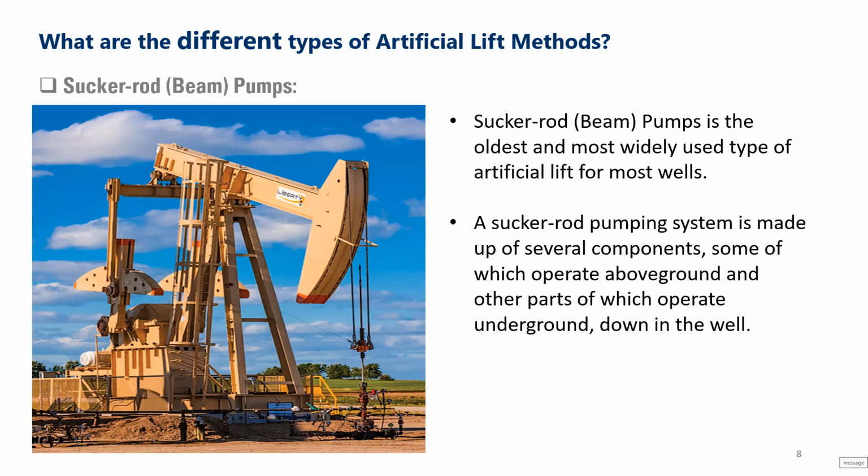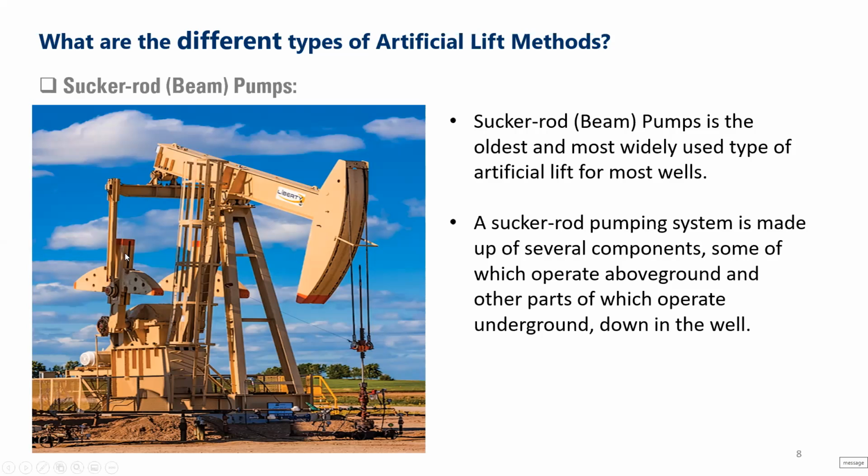So the first type of artificial lift is the sucker rod pump, or beam pump, or in some other parts they call it a donkey pump. I think it's very common. Most of you have seen it, if not all of you. So this is one of the artificial lift methods. The sucker rod or beam pump is the oldest and most widely used type of artificial lift for most wells. Sucker rod pumps are made up of several components, some of which operate above the ground and others underground. So here we have it combined.